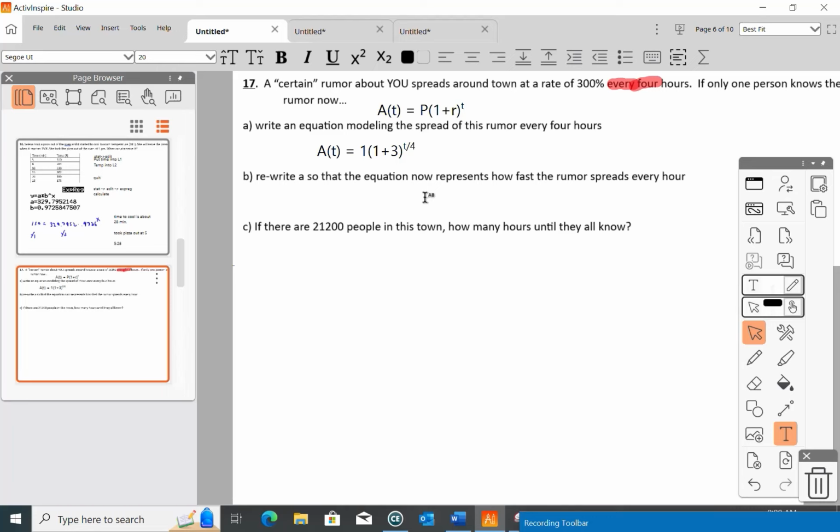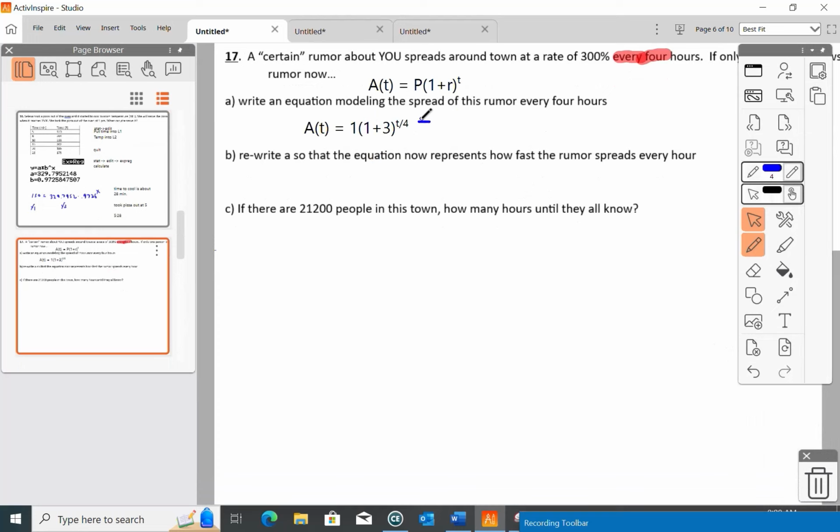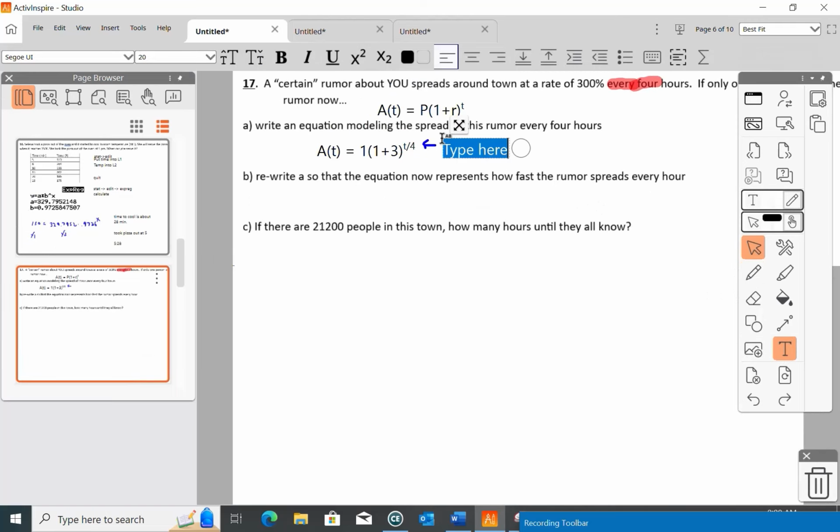Rewrite part A so the equation now represents how fast the rumor spreads every hour. Right now, this is written every 4 hours. What we're going to do is move part of that exponent inside. By the way, ones are understood. 1 plus 3 is 4. And we're going to move that quarter inside, leaving a t on the outside. You just manipulate it a little bit.